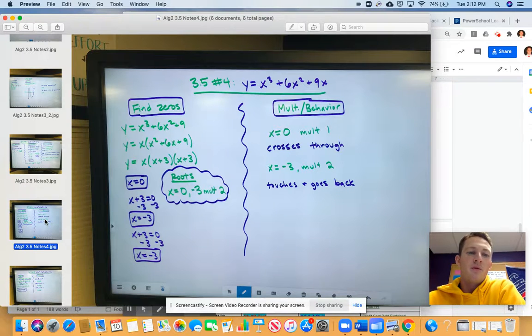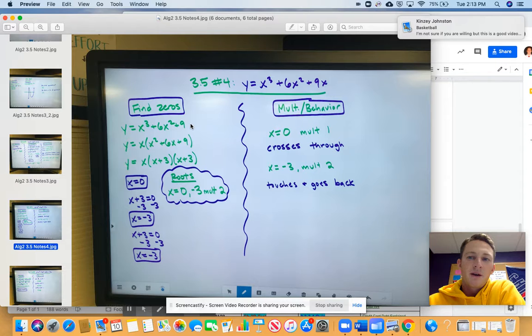Moving on to problem number 4, we want to find the zeros of x cubed plus 6x squared plus 9x. In order to find the zeros, we're just going to find the x-intercepts. I forgot a 9x here at the end, but it doesn't fix the later steps in our problem. So we're going to pull out an x from all 3 of these terms. Remember, there's an imaginary x. I'm going to pull out an x, and now we have x times x squared plus 6x plus 9. And then we can factor this with x plus 3 and x plus 3. 3 times 3 is 9, 3 plus 3 is 6.